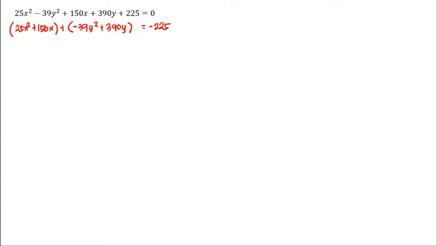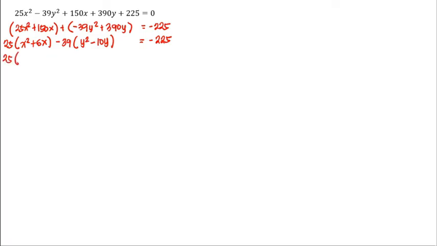So we need to factor out those coefficients so that we can complete the squares later. So we will factor out 25. What's left now is x squared, 150x divided by 25 is 6x. Okay? Then factor out negative 39. So what's left is y squared, 390y divided by negative 39, that will be negative 10y, equal to negative 225. Okay? So from that, we can now complete the squares.